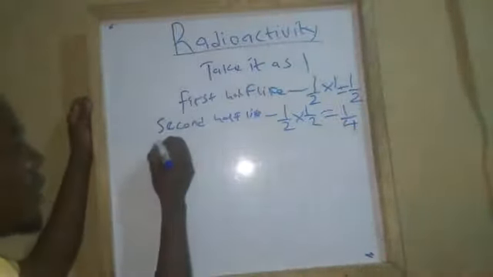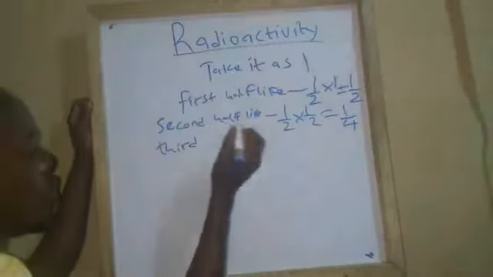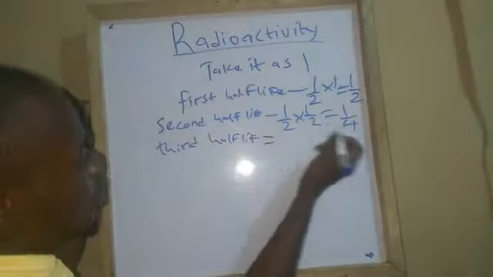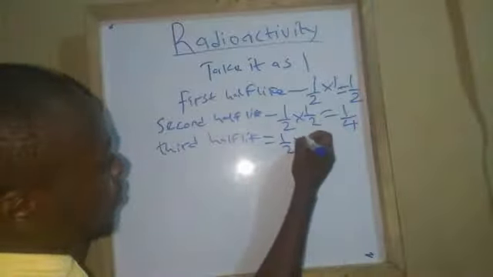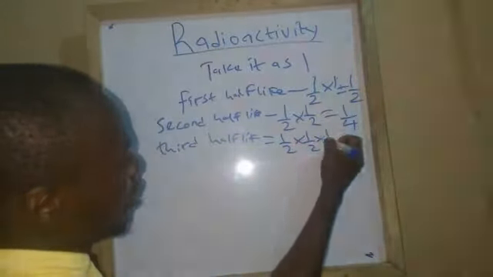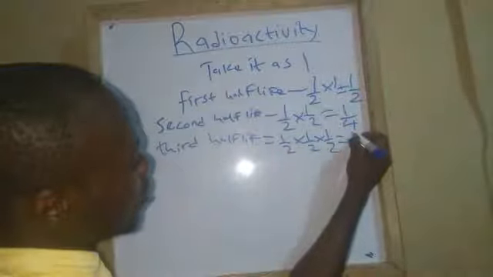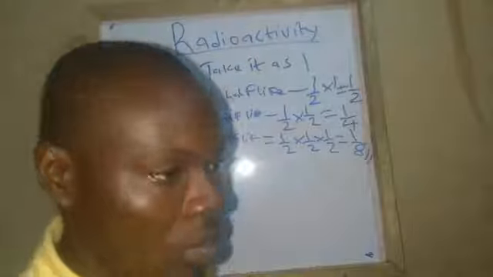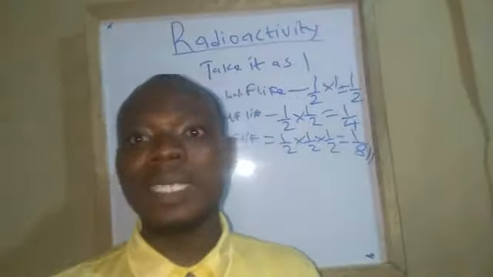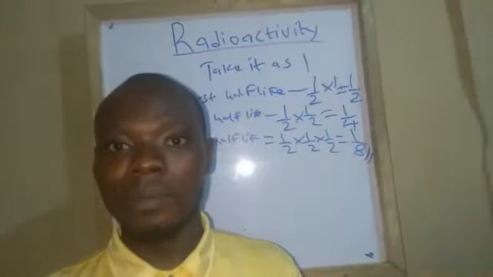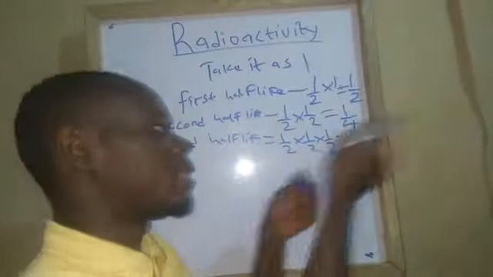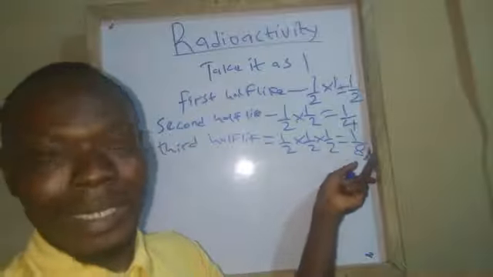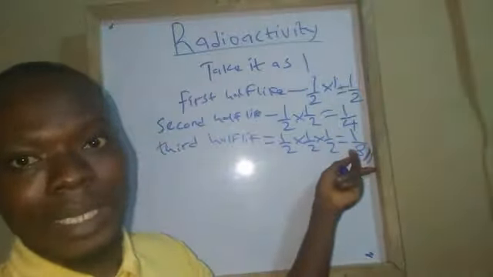Now, third half-life again. Then what do we have? 1/2 times 1/2 times 1/2 will be left. So it will give you a total of 1/8. Are you getting it? Now the question says, what fraction has decayed after 3 half-lives? What we have just found is the fraction left, the fraction that remains. This is not the fraction that has decayed.